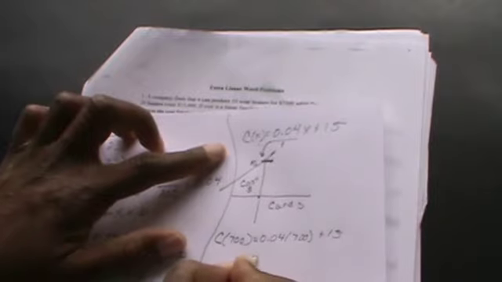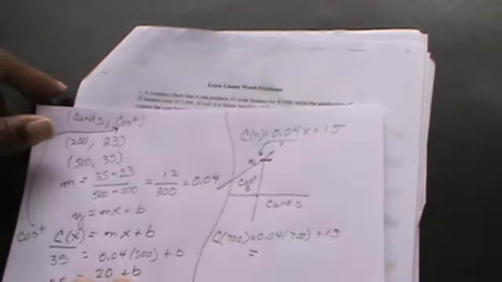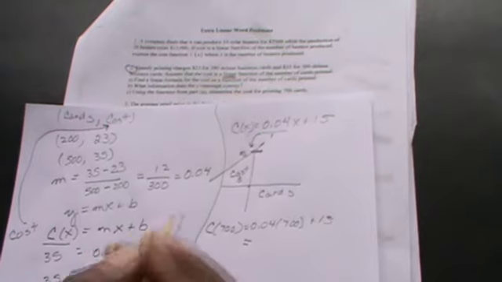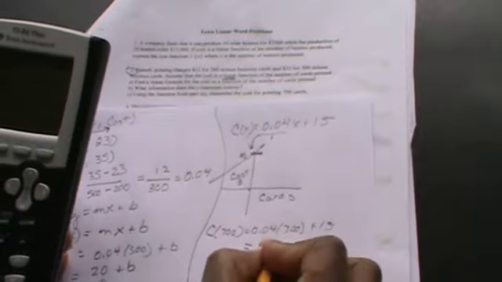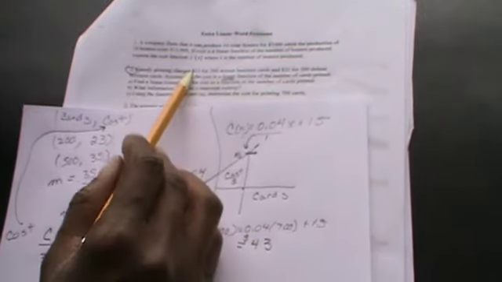All right, so I'm gonna have to get my calculator out for that. And let's see. Put it up so you can see it and do it yourself. 0.04 times 700 plus 15, and I got $43. How do I know it's dollars? Because your cost is in dollars.